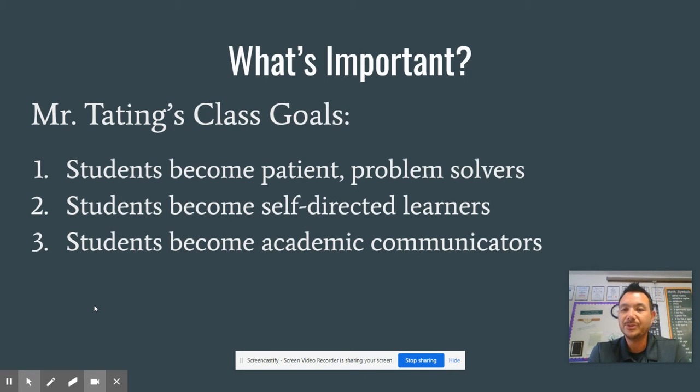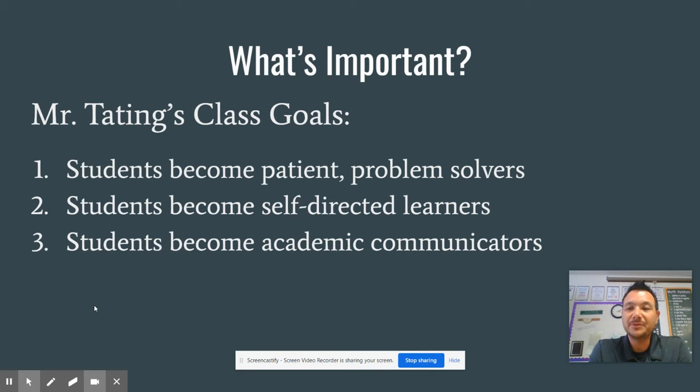First, that students become patient problem solvers. I think it's really important for students to be able to work through problems, whether it's working on your own house in the future, putting in your carpet, building something, or just life problems. It's important to have the patience to work through those problems.